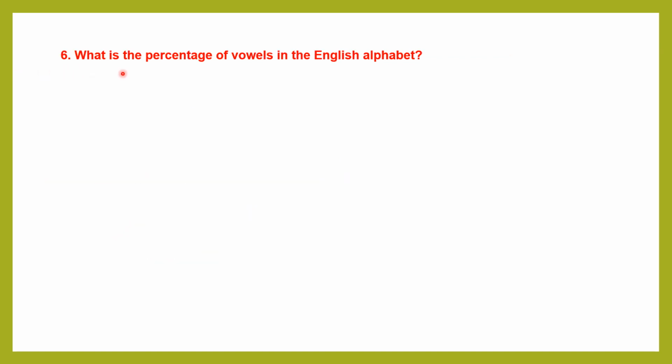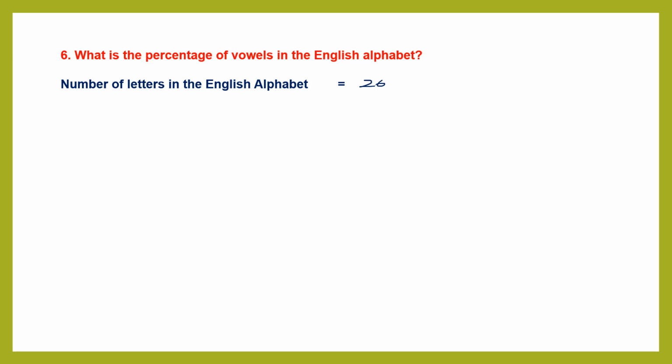Question 6. What is the percentage of vowels in the English alphabet? Okay, first of all, what is the number of the letters in the English alphabet? Number of letters in the English alphabet, what is the total number? It is 26, isn't it? There are 26 letters in the English alphabet.